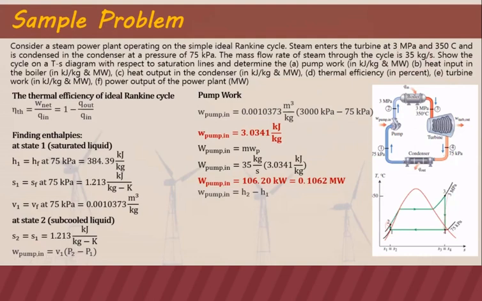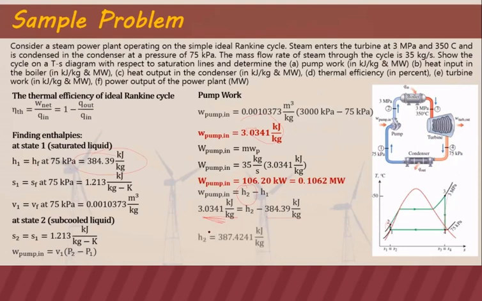Also, we can calculate pumping work using the enthalpies. It's just that we do not have the value of H2 yet. What we are going to do is reverse the process. We are going to use the pumping work to obtain H2. So pumping work is equal to H2 minus H1, that is 84.39.